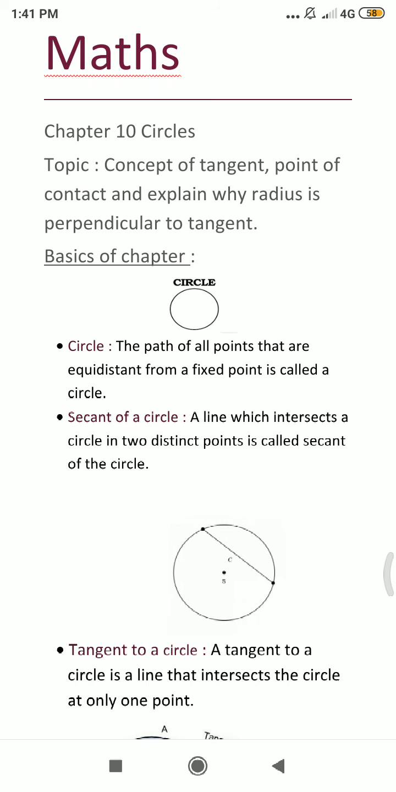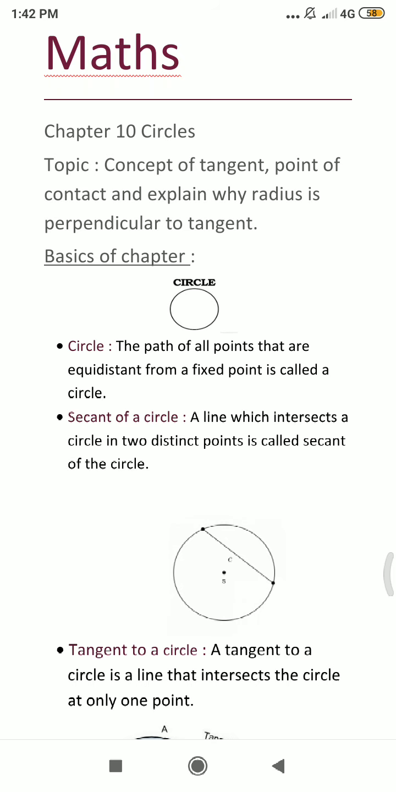First we need to know what is a circle. The path of all points that are equidistant from a fixed point is called a circle. We can see in the figure. This is already clear to you all, but first we need to know the exact definition of the circle. So let's move to the second point.